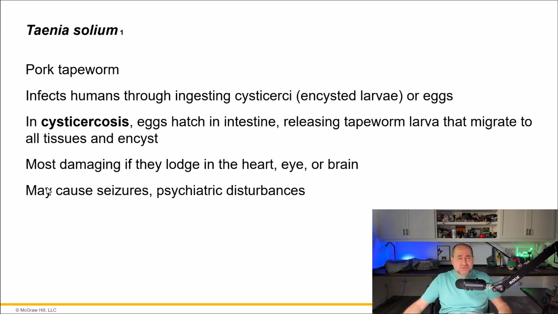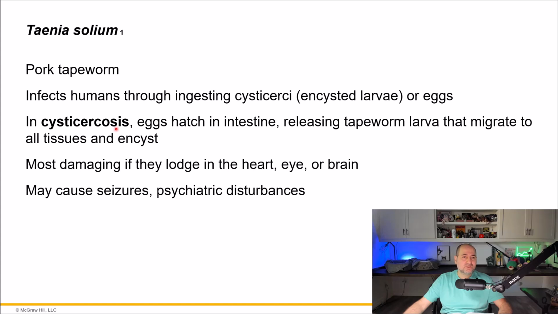Next, let me tell you about the slightly more dangerous pork tapeworms. If you're going to have a tapeworm, you want to have beef tapeworms. Believe me, you don't want to have pork tapeworms, and I'm going to explain why. Pork tapeworm, or Taenia solium, infects humans when they ingest those cysts. Remember the encysted larvae or eggs. This is again from undercooked pork.